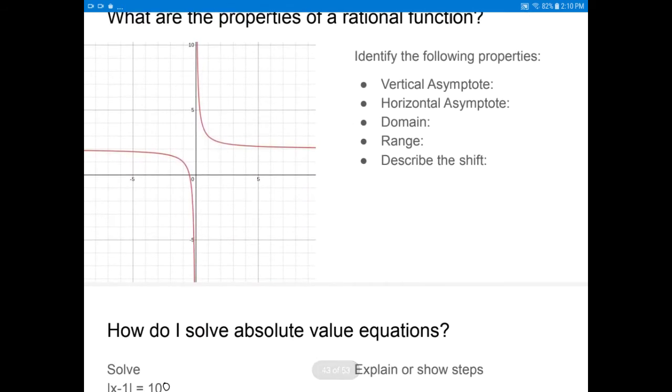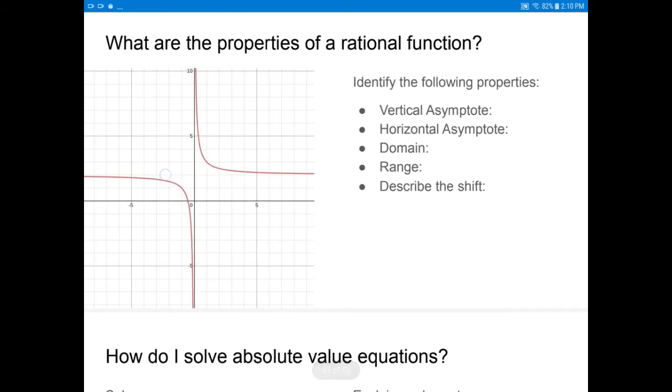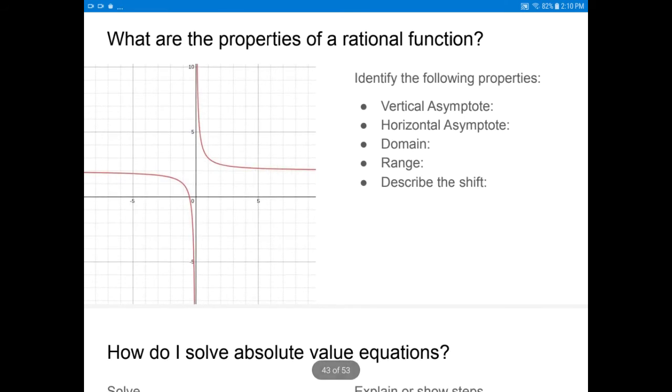Vertical asymptote is here at x equals 0. Horizontal asymptote here is y equals 2. The domain and range are both all real numbers except for this x value and this y value.